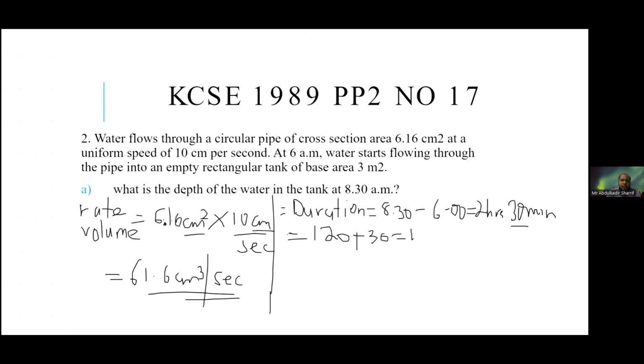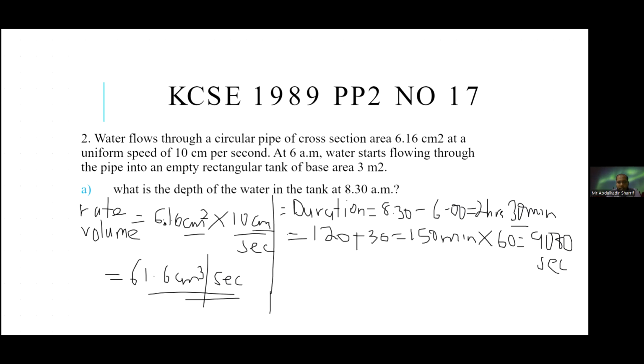So 150 minutes. Now we convert this into seconds. For every 1 minute we have 60 seconds. So 150 times 60, you get 9,000 seconds. Okay. Now we will find how much volume has entered in these 9,000 seconds.